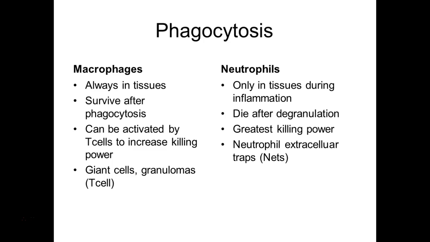And as I said, sometimes when they can't kill the invader, they're going to fuse together and form giant cells. And when the T cells get involved in forming those masses, we refer to them as granulomas. And this specifically happens, granuloma formation happens in the lungs with tuberculosis.